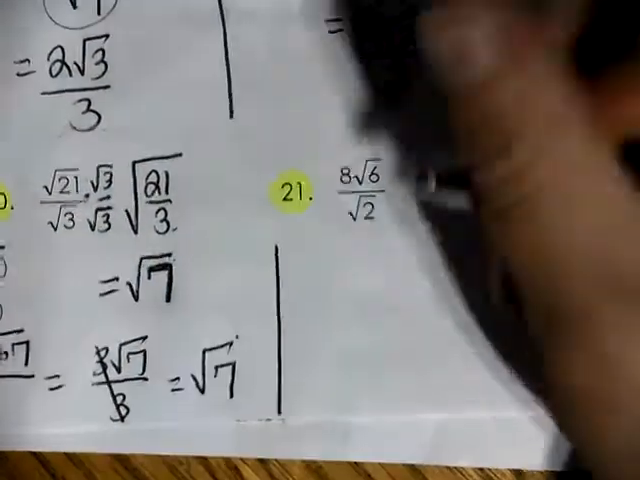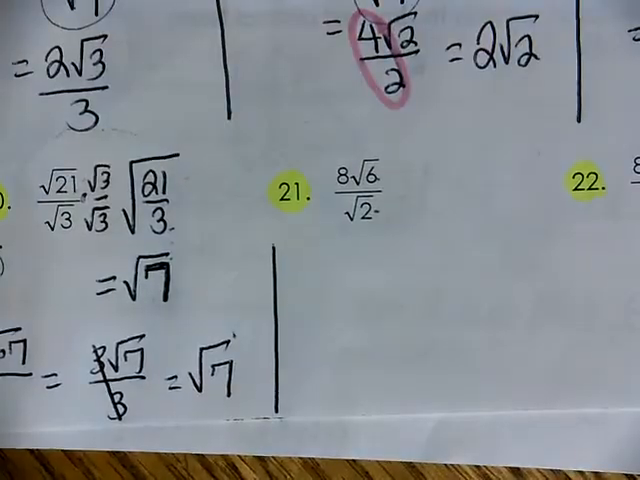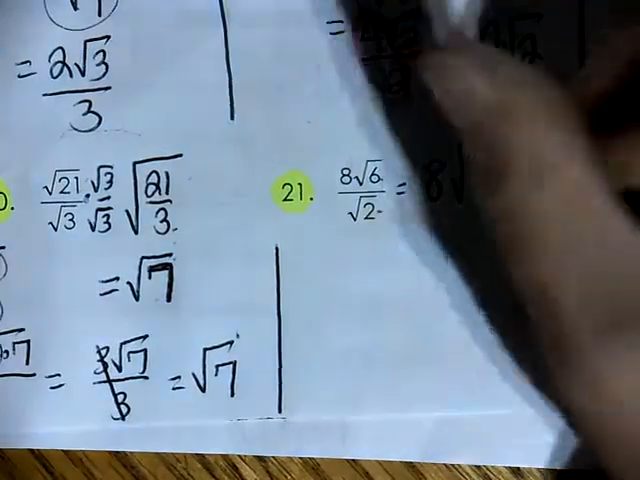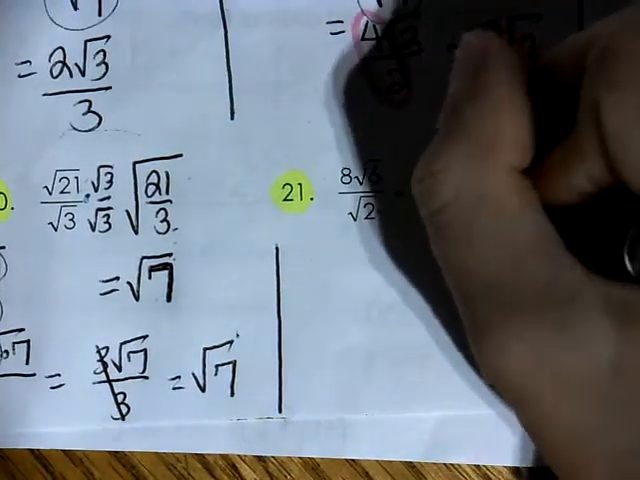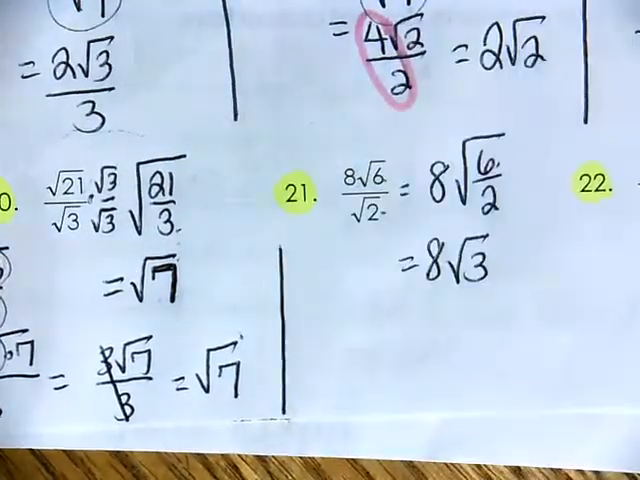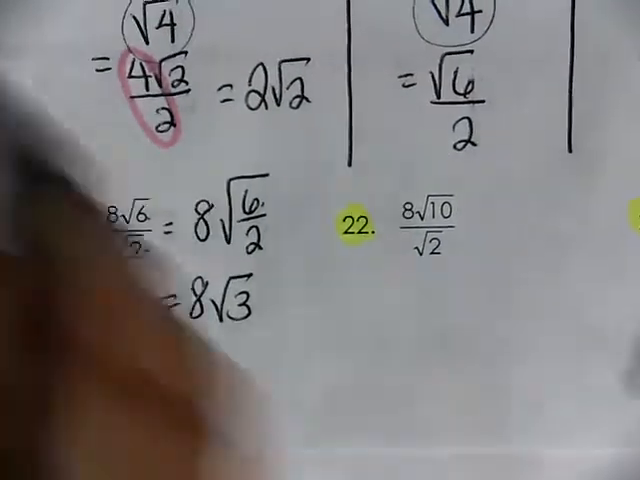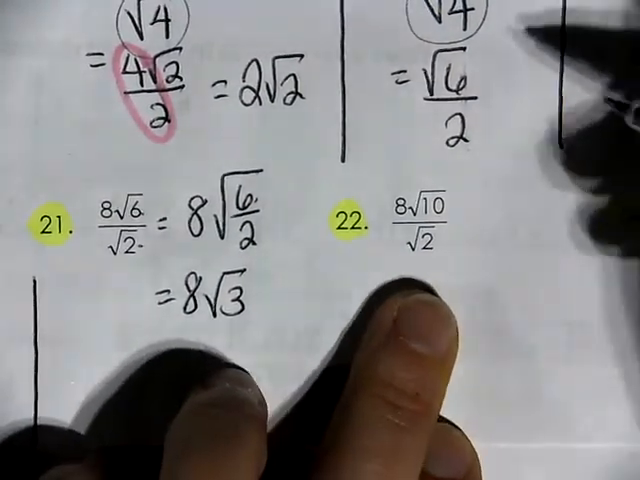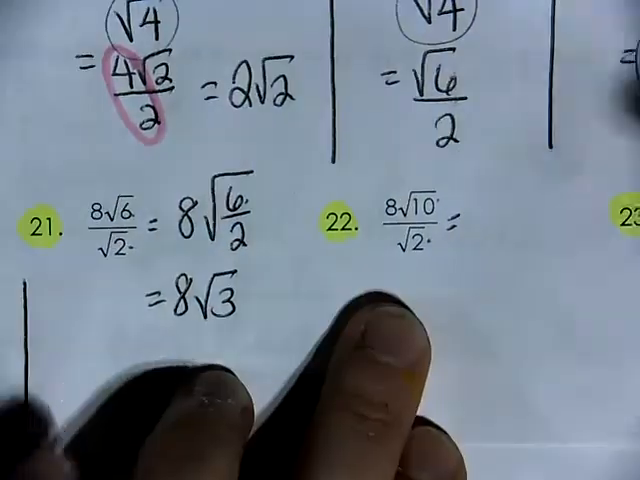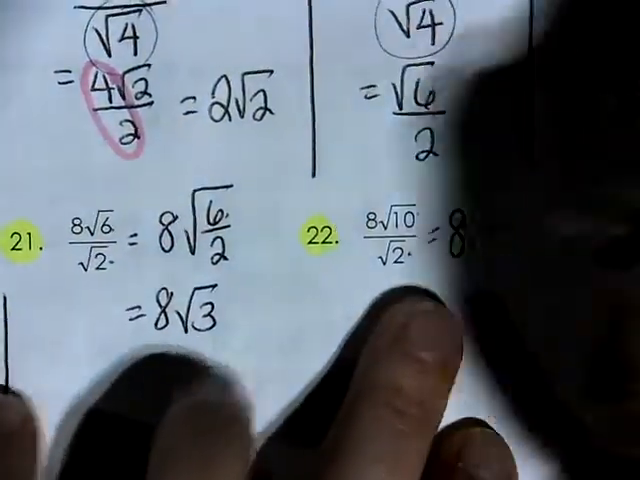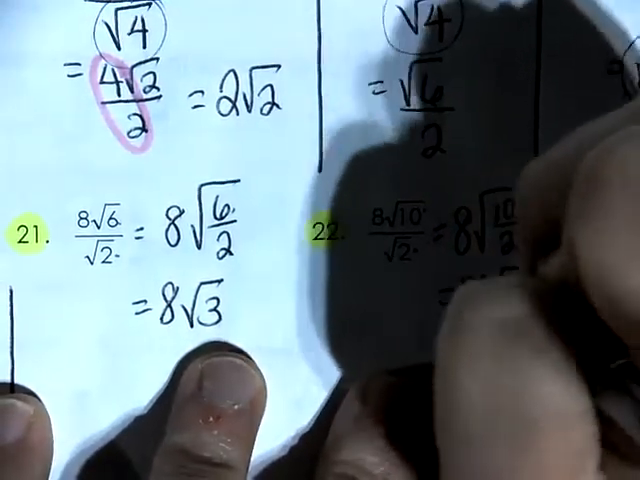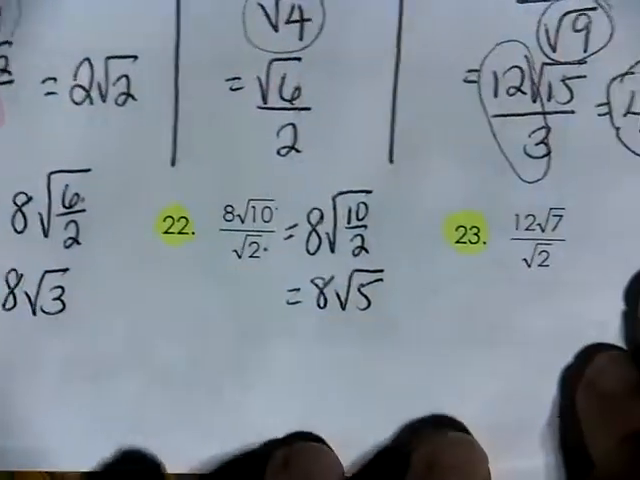Let's look at number 21. Look at that, 6 and 2, both under the root. They are related to each other. I can rewrite this as 8 times the square root of 6 over 2. 6 divided by 2 is 3, so that's 8 square roots of 3. Number 22, look at that. 10 and 2 are both under the radical, and they are related to each other. So I can rewrite this as 8 times the square root of 10 divided by 2, and that is 8 times the square root of 5.